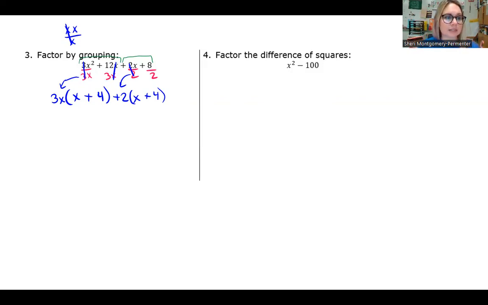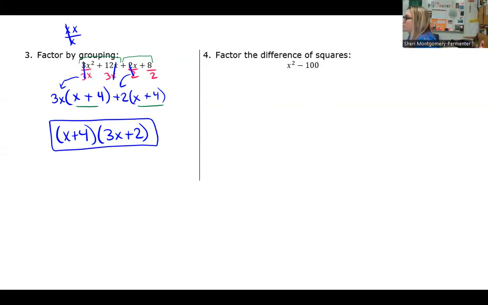As soon as you get 2 parentheses that are exactly the same, you take it and you write it 1 time out in front. And then we're going to write down what is left. What I have left is a 3X and a plus 2. That's it. So as soon as you get 2 parentheses that are the same, you write it down 1 time, and then we write down what we have left, the 3X and the plus 2. That's how I get the second one.